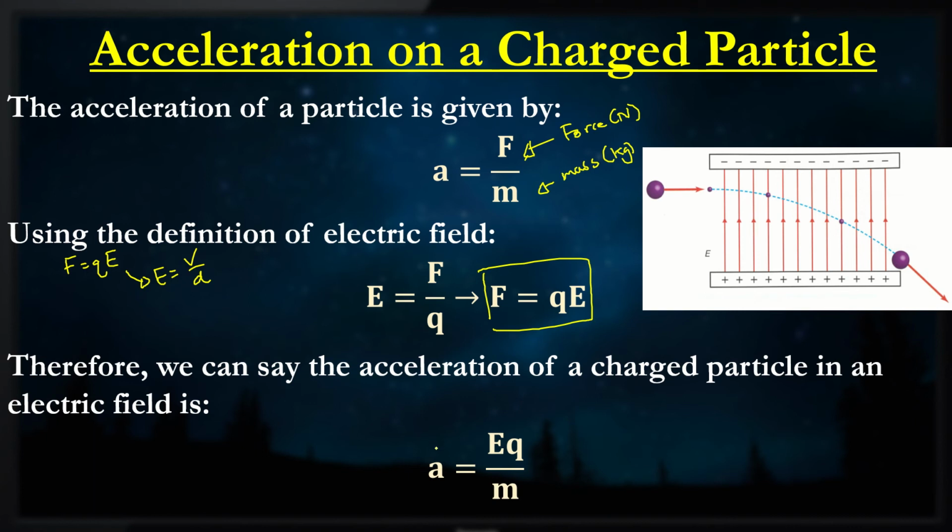So the acceleration of a charged particle is equal to the electric field strength of the charged plates times the charge of the particle, divided by its mass. So it's these three variables that will affect the overall acceleration of the charged particle when it goes through an electric field.